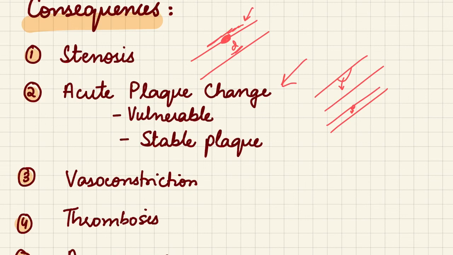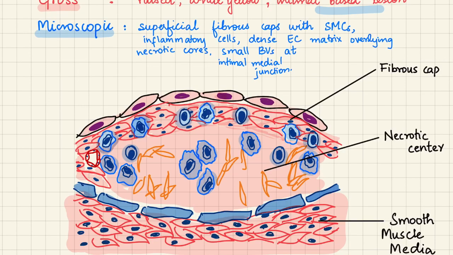Okay. Now, we have two types of plaques. One is the vulnerable plaque, and the second is the stable plaque. To know the distinctions between them, we're going to have to see this diagram again. The vulnerable plaque is going to have a thin fibrous cap. The necrotic center is going to be large and easily deformable, and the smooth muscle media of the wall is going to be constantly degraded by the inflammatory cells, and the inflammation in this case is going to be very high. While in the stable plaque, all of this is going to be the opposite.